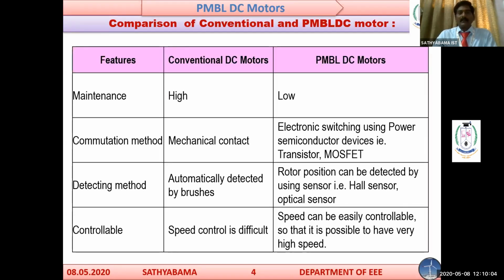The comparison of conventional motor with the PMBL DC motors. As we said earlier, the commutator and the brushes are present in the conventional DC motor. Hence, frequent maintenance is required. So, high maintenance is required in the case of conventional DC motors. Whereas here, solid state electronic circuits are used. Therefore, maintenance free and low maintenance.